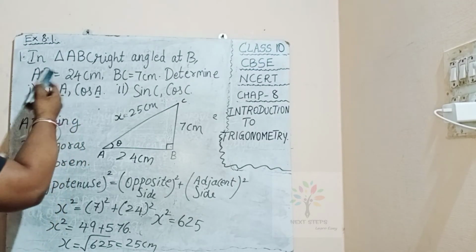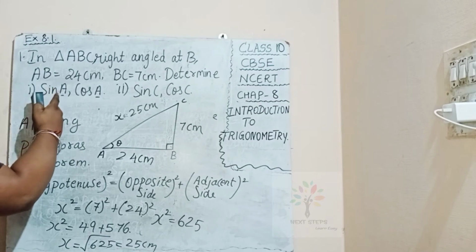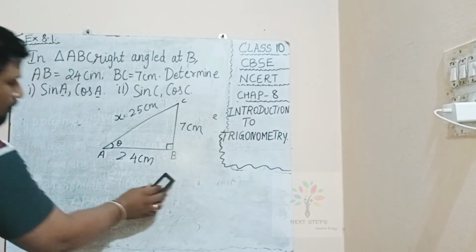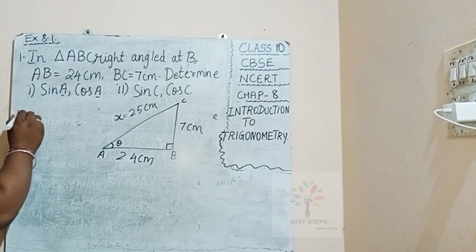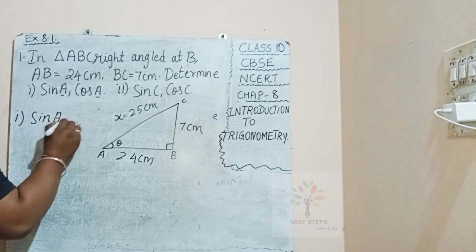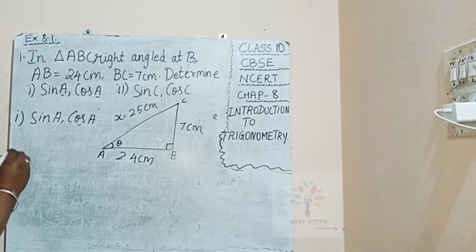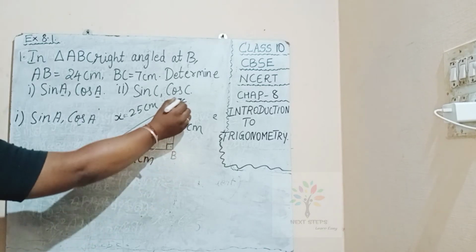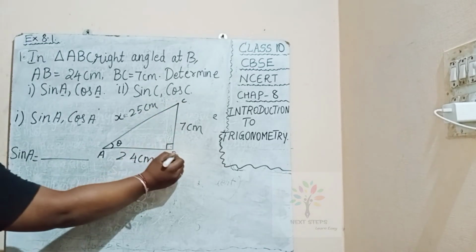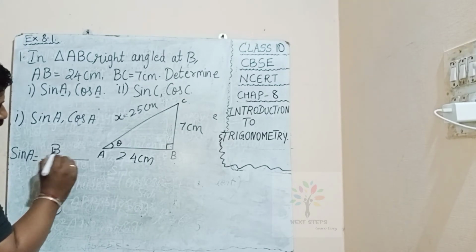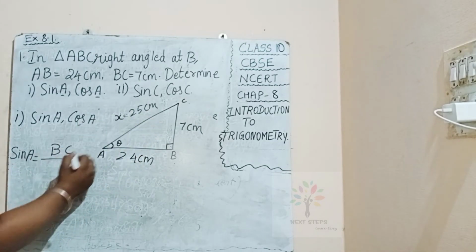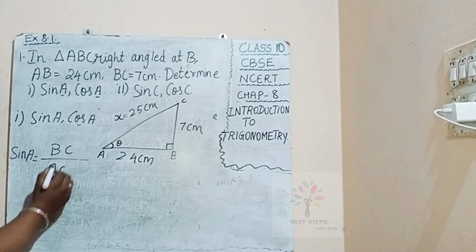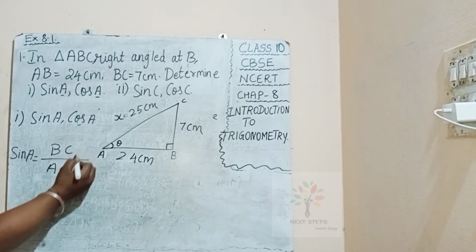Now what do we have to do? First we have to find the value of sine A and cos A. What is the formula to calculate sine A? Sine A is equal to the opposite side divided by the hypotenuse. Here BC represents the opposite side, and the hypotenuse is represented by AC. So I am writing sine A is equal to BC by AC.